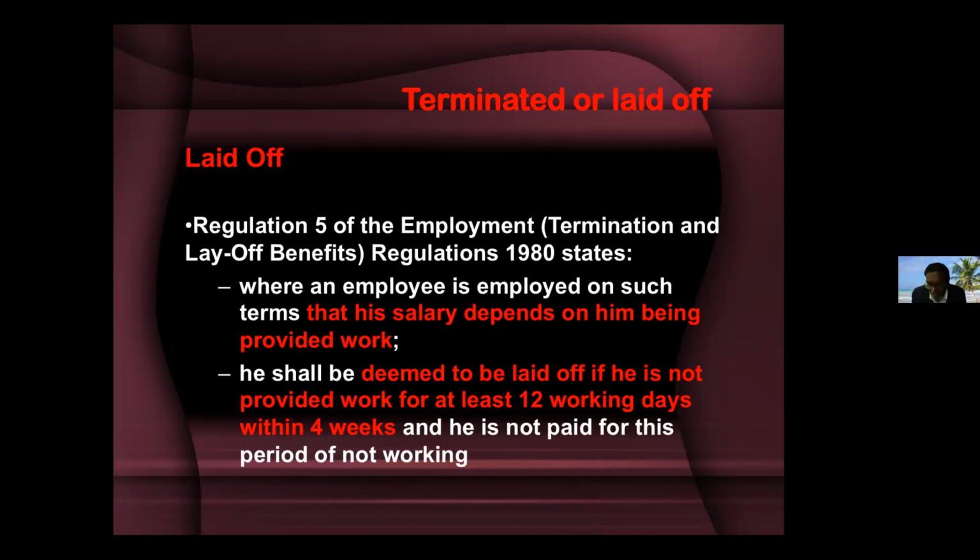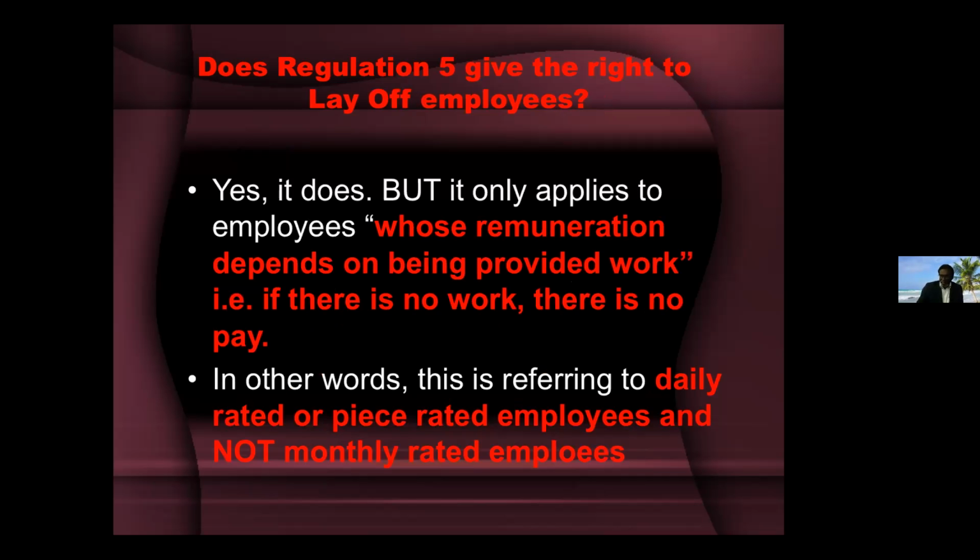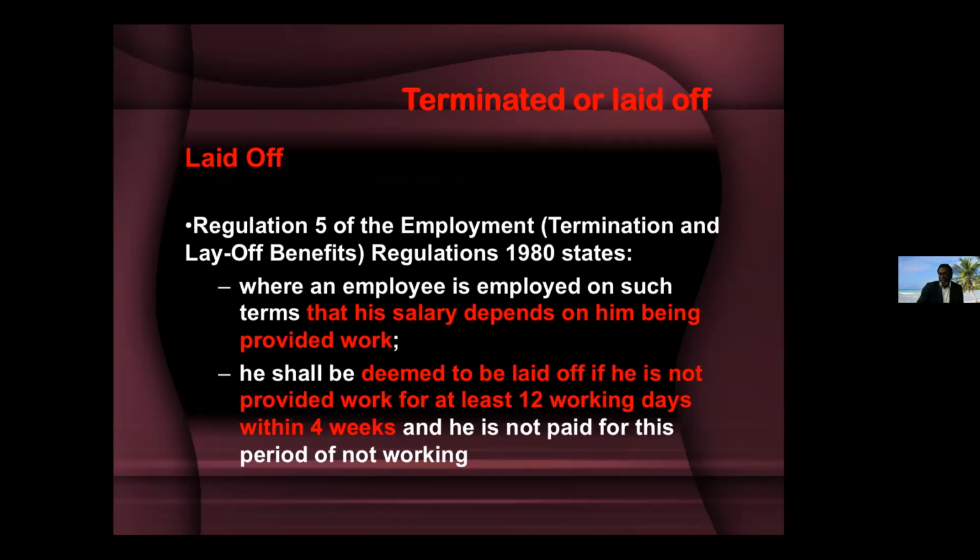So if there's any one of you out there, any one of our clients, ILO members or even non-members who actually employ workers who are under piece rate or daily rate, then yes, if you're not able to give the employee work for 12 working days within 4 weeks, then you are bound to pay him termination benefits. And obviously the employee is terminated. If 12 days you're not able to give the employee work, he is terminated and is able to claim the benefits. You can rehire the employee later on, but you have to pay the benefits first.